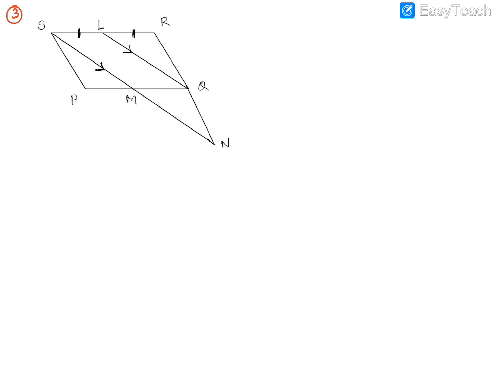Now what all you have to prove? So first we need to prove that SP is equal to half of RN. Second thing we need to prove is that SN is equal to 2 times LQ. And remember, it is also given to us that quadrilateral PQRS is a parallelogram. Okay, this is given to us. Now we'll start the proving here.